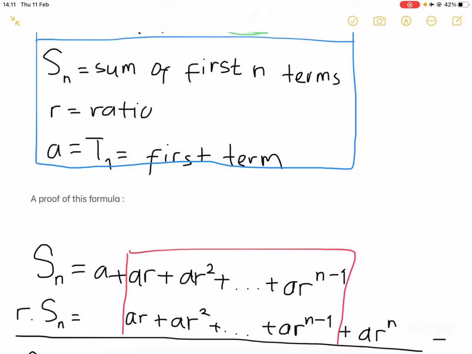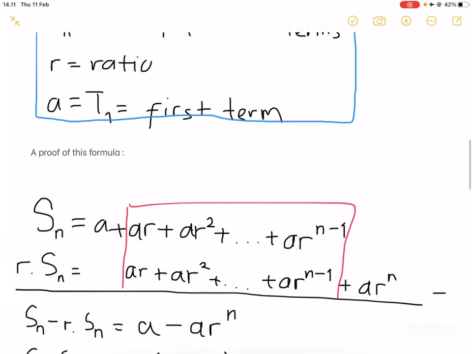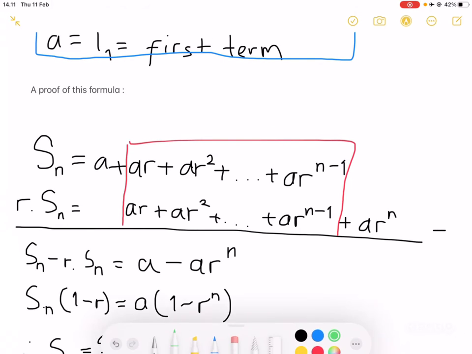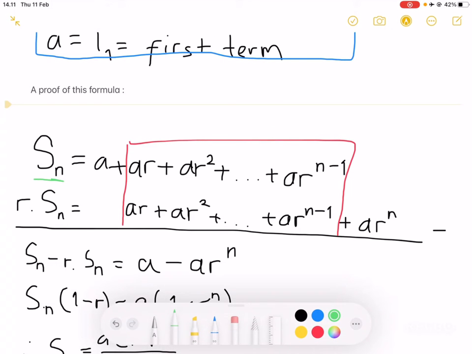Now, what I like with this formula is the proof. The proof is pretty interesting. So suppose the sum of the first n terms of a geometric sequence is as follows. So we have a as the first term, r as the ratio. So the second term will be a times r, just like we've seen before. And then we stop at the nth term, which is just a r to the n minus 1.